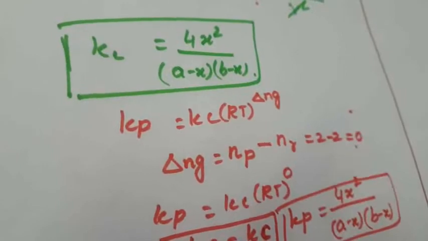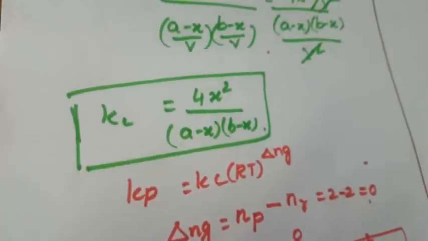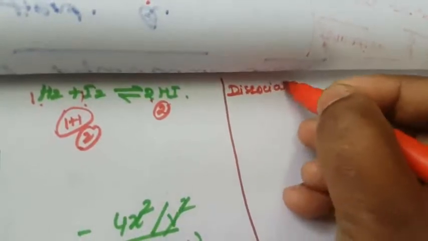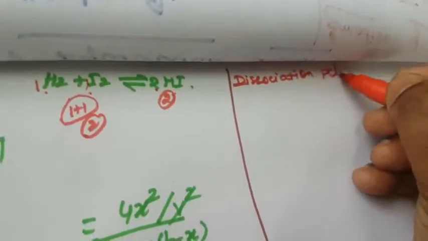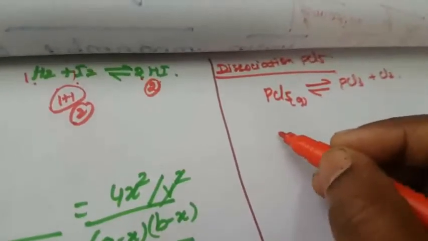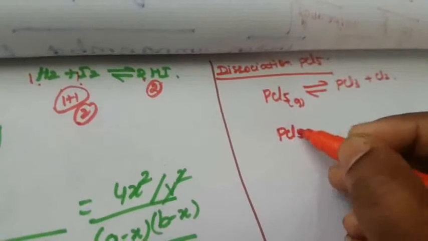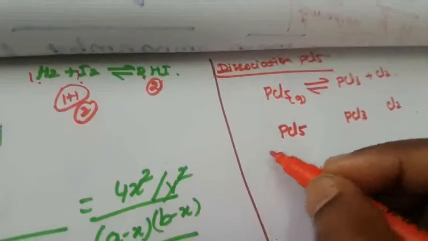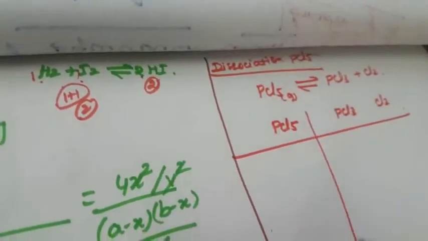The next one is the dissociation of PCl5. How to calculate again? The PCl5, a gaseous molecule, dissociates into PCl3 plus Cl2. Now again the tabular column: PCl5, then PCl3, then Cl2. Here we write the same tabular column.